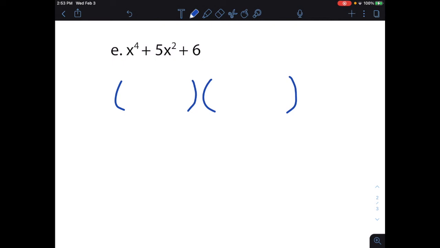binomials. But in this case, we have an x to the fourth. Well, the thing that's multiplied by itself to equal x to the fourth is x squared. So we're just going to write an x squared here. And one thing that kind of tips you off is there's an x squared in the middle term. So that means that we have to have x squared in the beginning of each binomial in order to get that x squared in the middle term. Okay, and then we just look at the 6. We've already done 6 a few times, so it's 1 times 6 and 2 times 3. And the only two that add up to 5 are 2 and 3. So we're going to have plus 2 and plus 3.